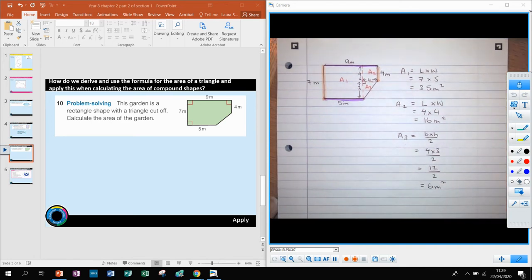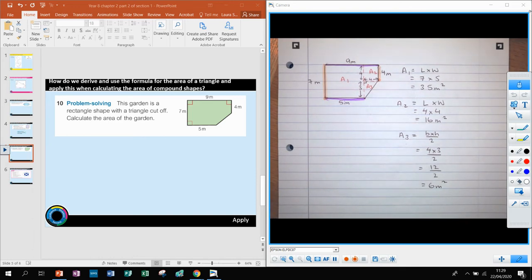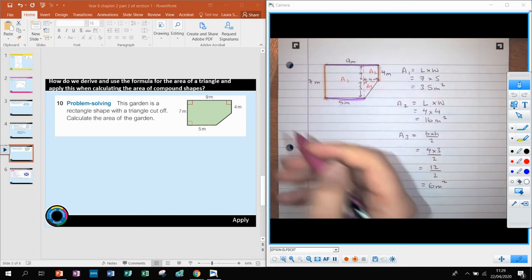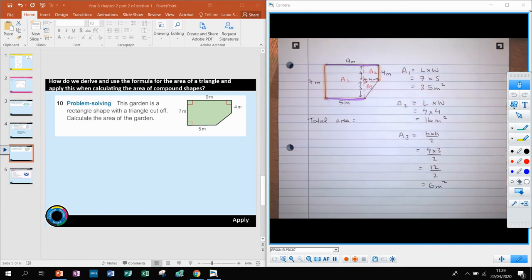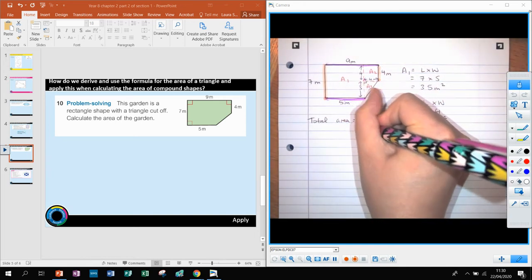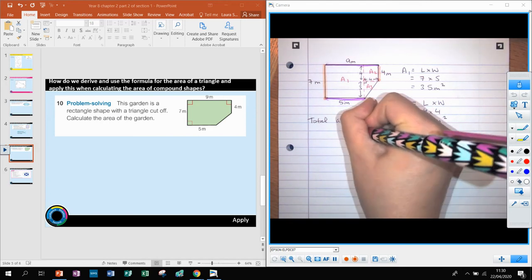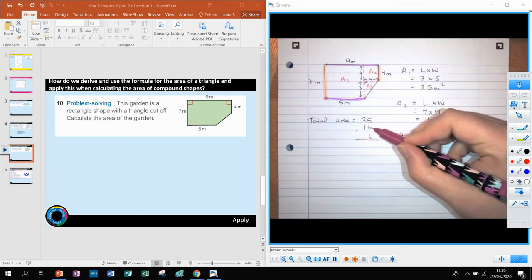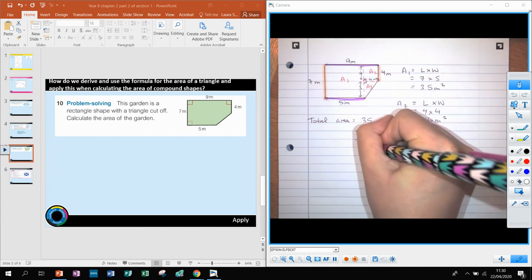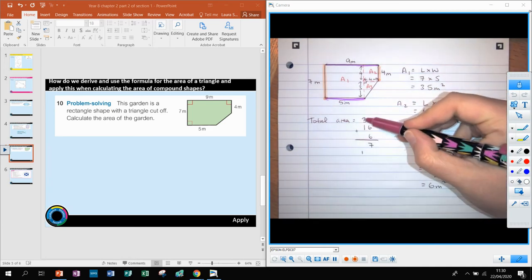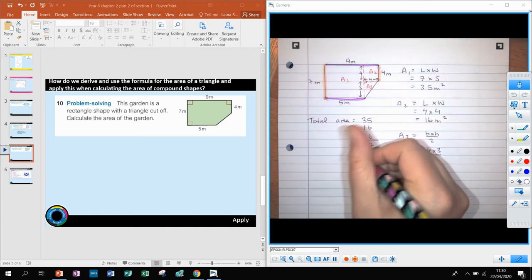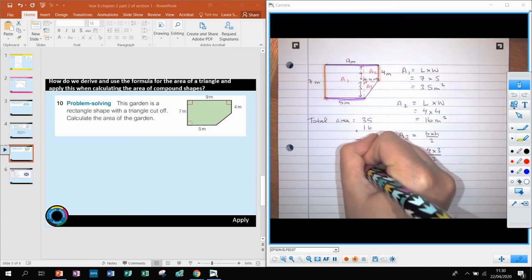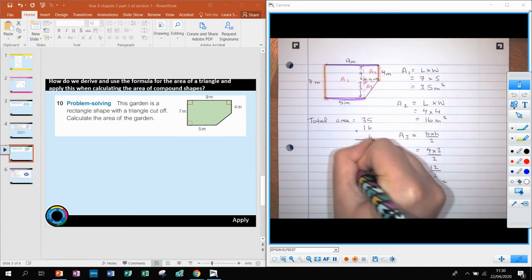Right, we're not done. It did ask for the entire area of the garden. So once we have those, we need to add them together. So the total area would be equal to 35 plus 16 plus 6. Let's write this out this way so that it's easier to add. 5 add 6 is 11, add another 6 is 17. Make sure that you carry the 1. And 3 plus 1 is 4 plus 1 is 5. So our total area is equal to 57 meters squared.